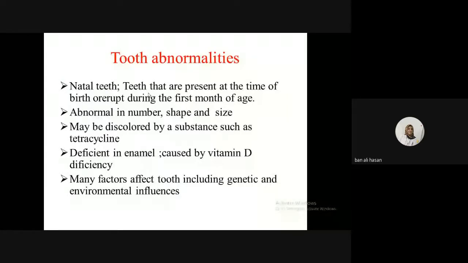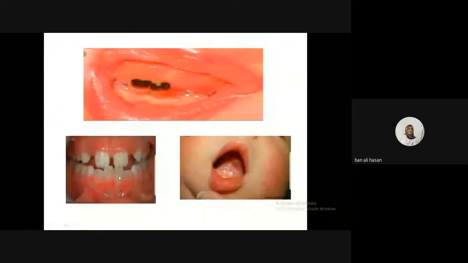Okay, so any questions? So this is the deficiency of the enamel, and also there are some abnormalities in the shape and number. Okay. So any questions?